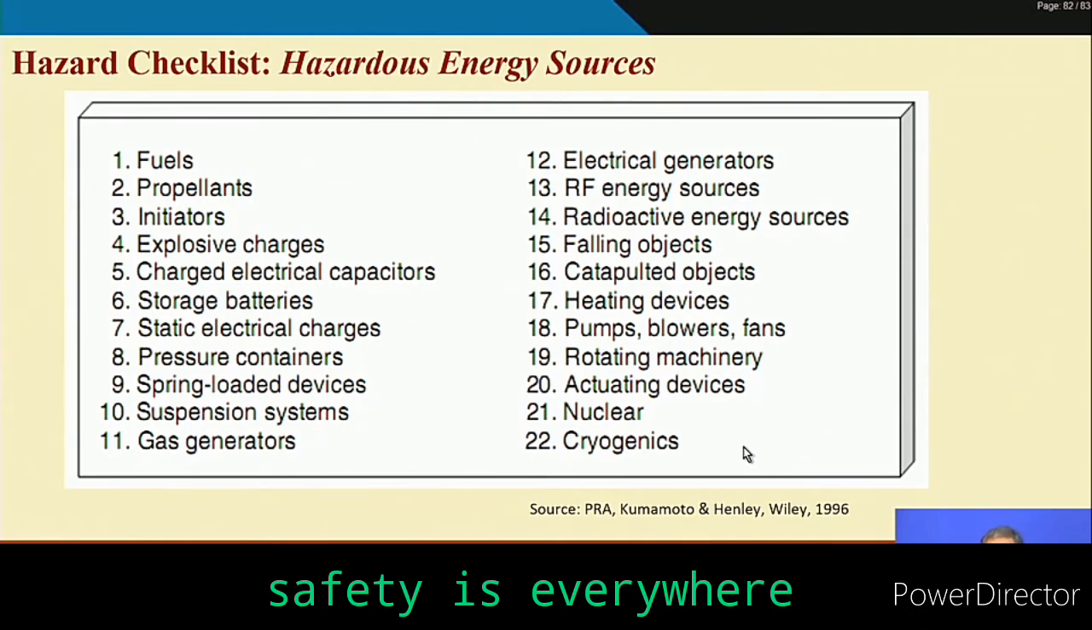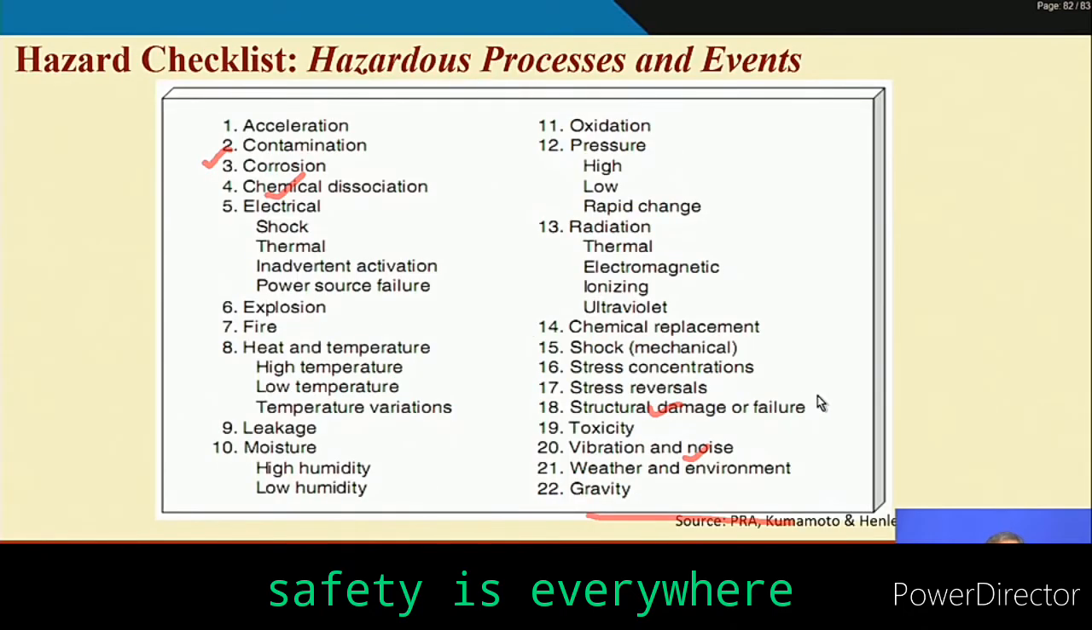I will give you one example, and before that I said that you must have the hazard checklist. Here we are basically looking into hazardous energy sources. You see that starting from fuel, propellant to nuclear and cryogenics, there are 22 energy sources. I have taken this from this book, Kumamoto and Henley, Probabilistic Risk Assessment. Similarly, you will find there are different hazardous persistence events. It can be acceleration, contamination, corrosion.